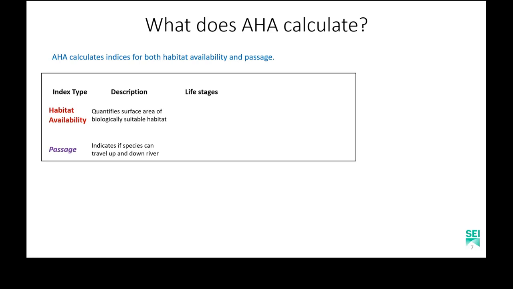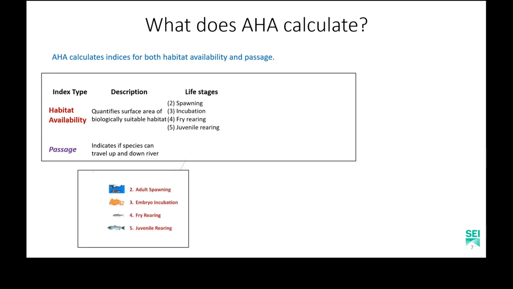And these result types are applicable for different life stages. Habitat availability looks at whether the habitat is suitable during the life stages of laying the eggs and the fish growing, all in those headwater areas. Whereas passage looks at immigration and emigration, and whether they can travel up and down the river back to the ocean.